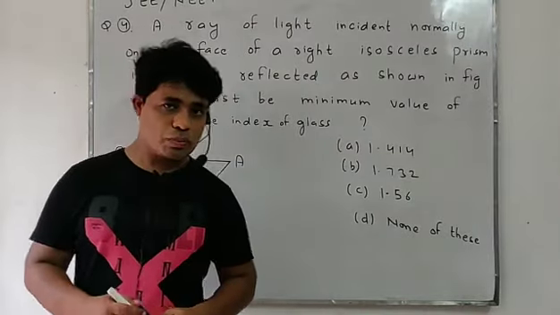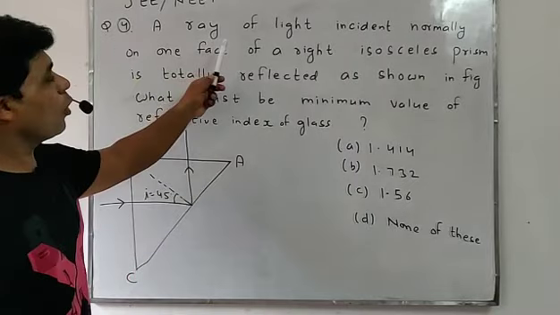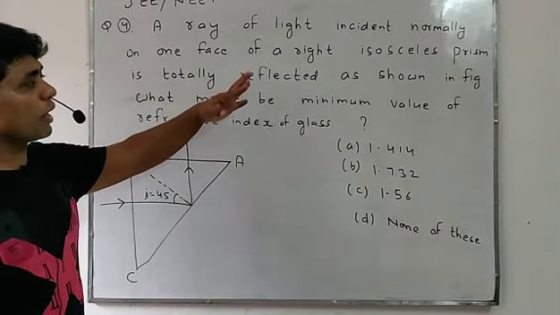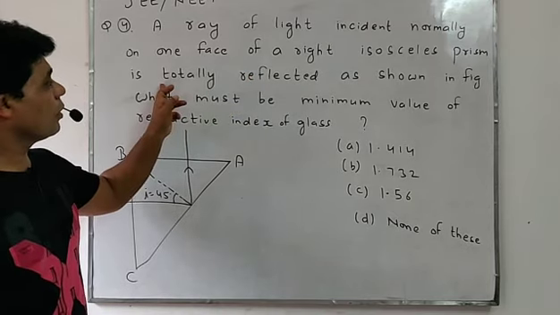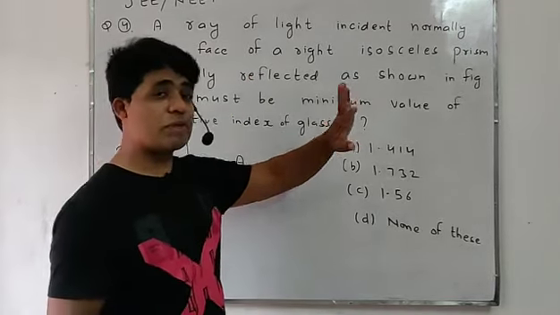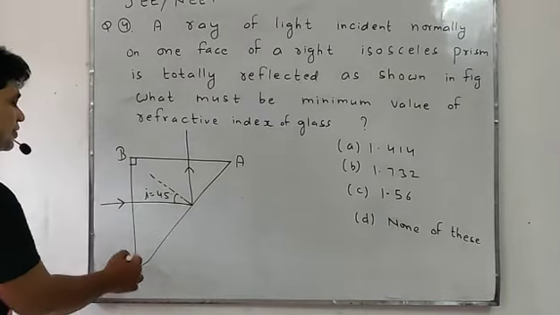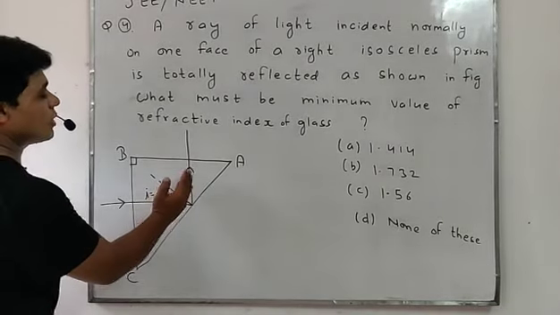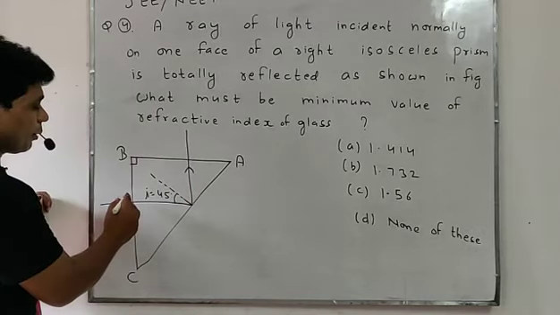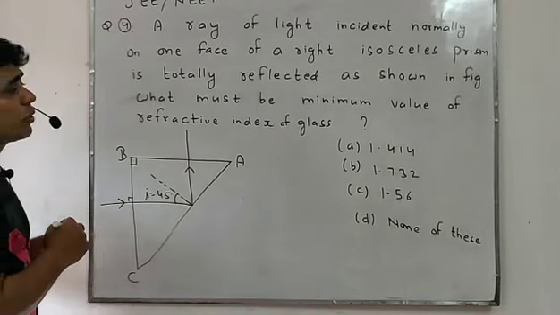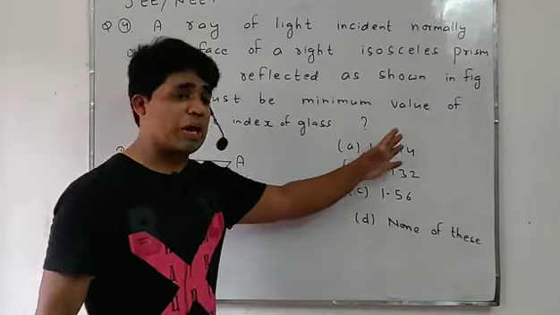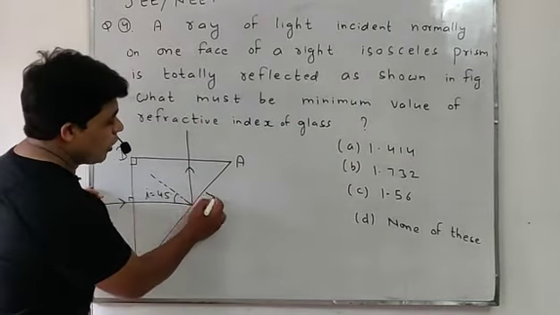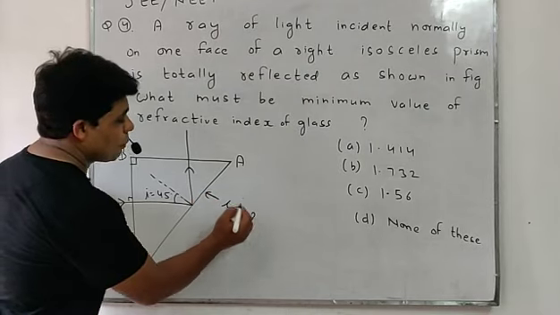Now students, question number 4. A ray of light incident normally on one face of a right isosceles prism is totally reflected as shown in the figure. Look, ABC is an isosceles triangle. A ray of light is incident and it is totally reflected, coming normal to the surface. What must be the minimum value of the refractive index of glass? We have to find its refractive index mu.